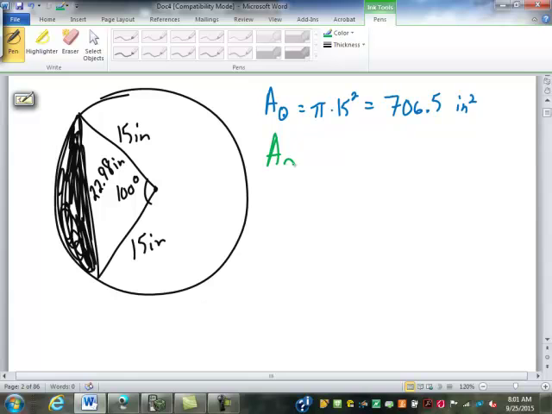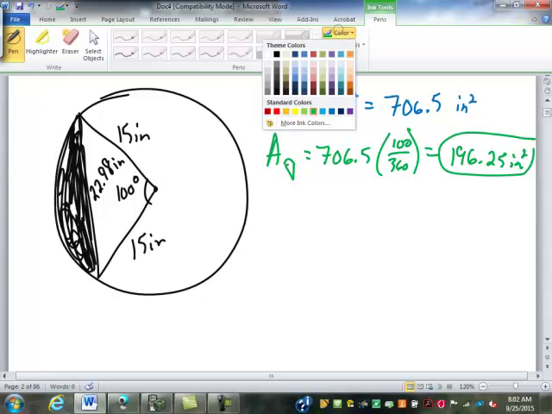The area of the sector then is 706.5 times 100 over 360, which is 196.25. Again, if you're a little off, not a big deal. Most likely round off errors.